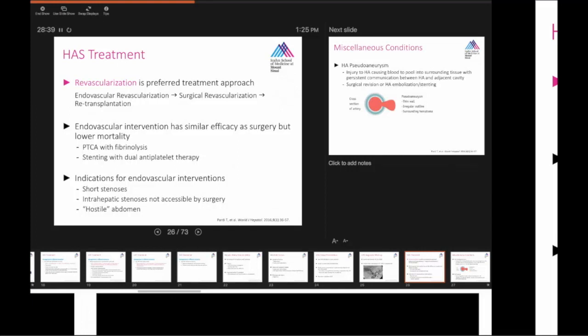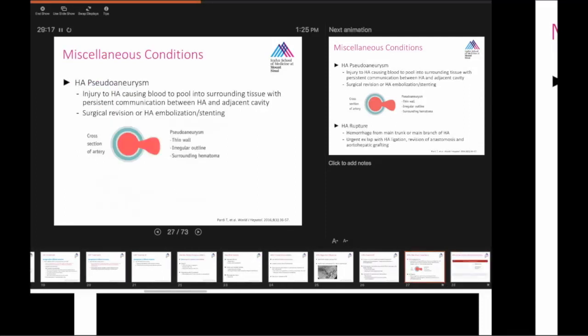The best indications for endovascular intervention are stenoses that are short, as well as those that are not accessible to surgery, or what we call a hostile abdomen. These are patients who've had several surgeries and a lot of fibrosis, where opening them up again might not be the best idea. And then we talk about miscellaneous conditions, a couple of them.